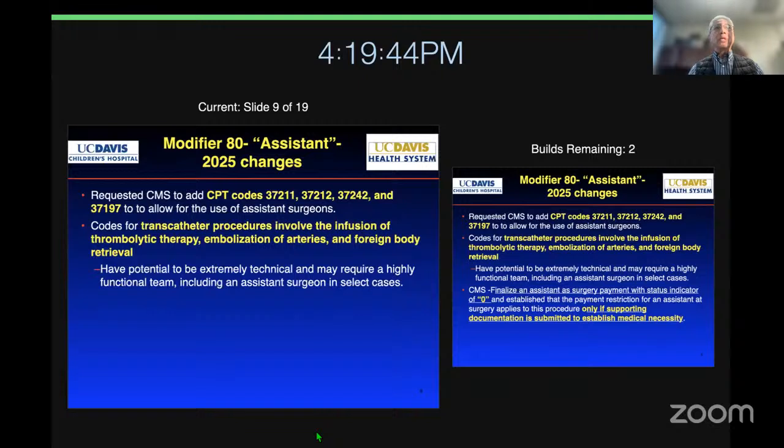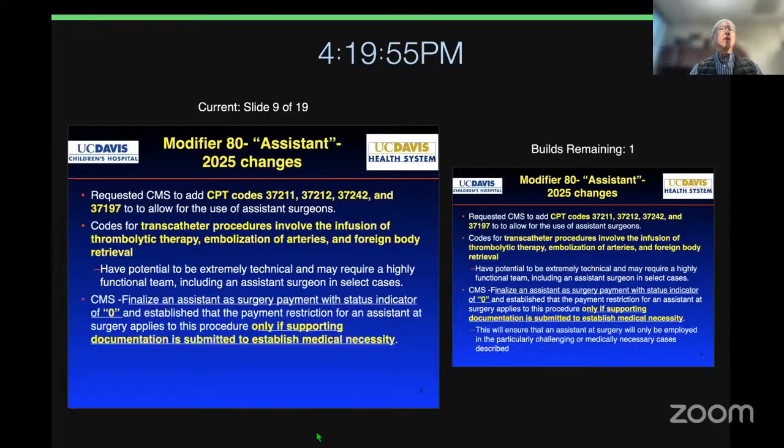Again, the rationale was that some of these procedures can be quite technical and complex and require a team to do this. Therefore, the assistant person is needed. And of course, fortunately, CMS agreed and allowed these 4 codes to have an assist code with the status indicator of 0. I'm going to go a little bit into what that means. It's pretty complex, and I'll talk about it later on. But at least we know that for these 4 codes you can now use an assist code.